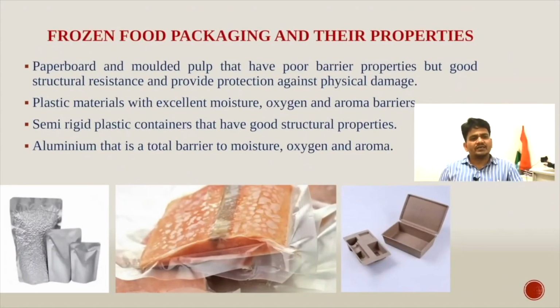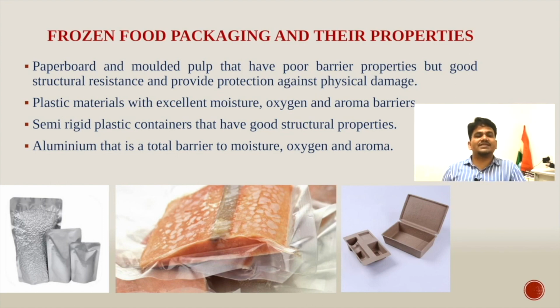So we can see the packaging of frozen food and their properties in terms of the food and the packaging material. Packaging material may be of different kinds. For example, paperboard, which is molded pulp, has poor barrier properties but good structural resistance, and provides protection against physical damage.